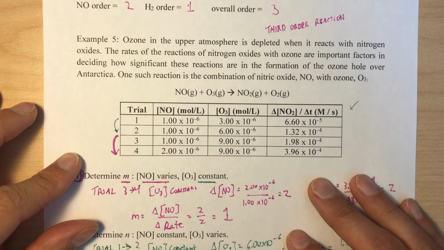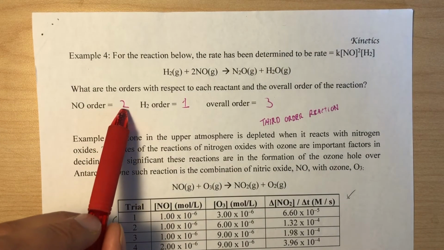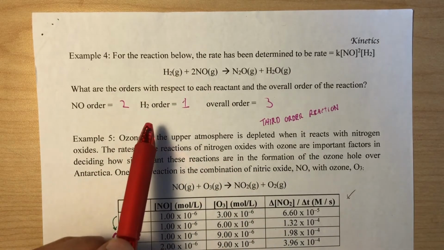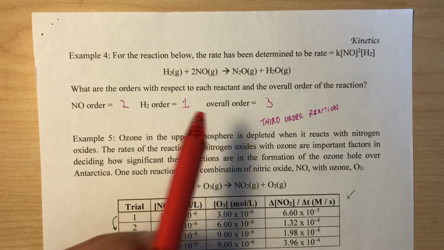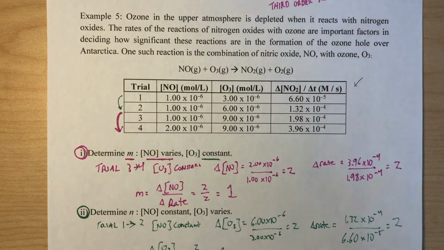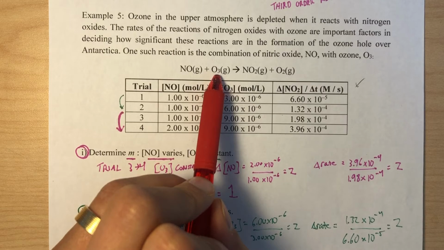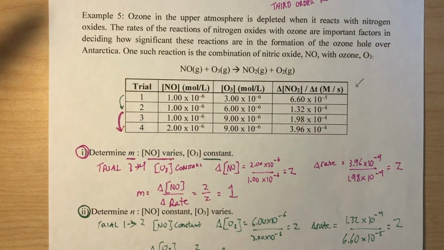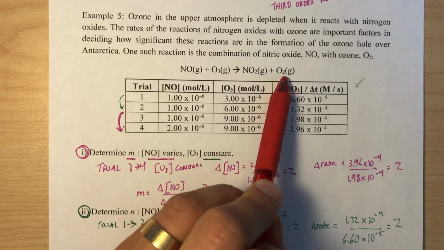So let's see where we get this information from. And I should note that the fact that the NO exponent is 2 and the H2 exponent is 1 is a coincidence. These values must be determined experimentally. So let's take a look at example 5. This is a reaction that takes place in our upper atmosphere as the ozone layer is depleted by reacting with nitric oxide, which is a greenhouse gas. So nitric oxide reacts with O3 to form NO2 and O2.